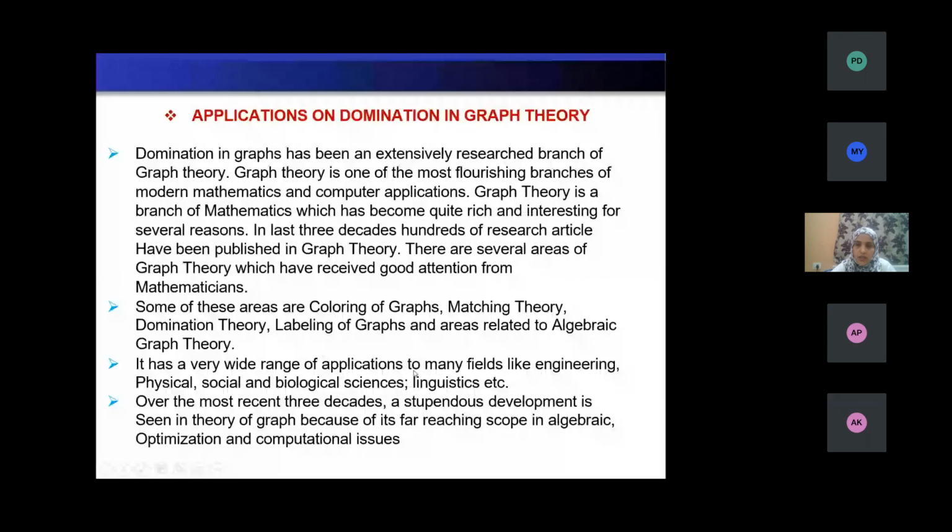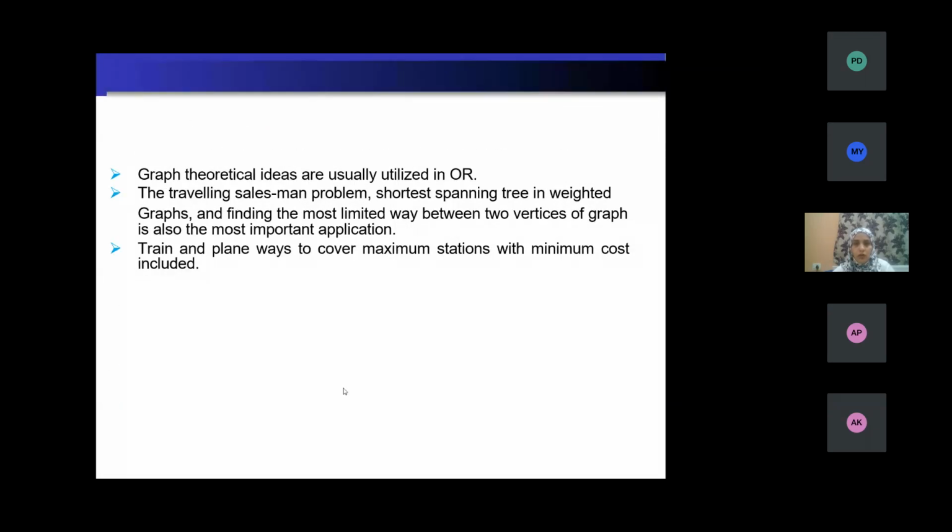found applications in engineering, physical, social, and biological sciences. Many of them have found applications in linguistics. And a stupendous development is seen in graph theory because of its far-reaching scope in algebraic, optimization, and computational issues. So moving on to the next slide, I'll show you how domination is very useful in every field.